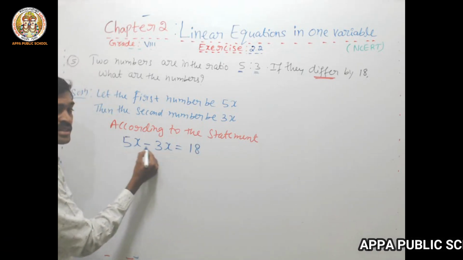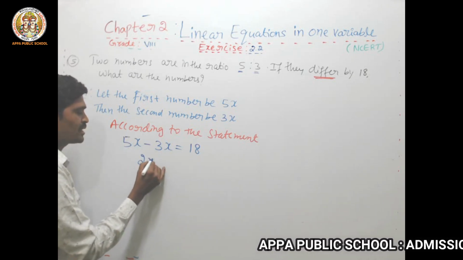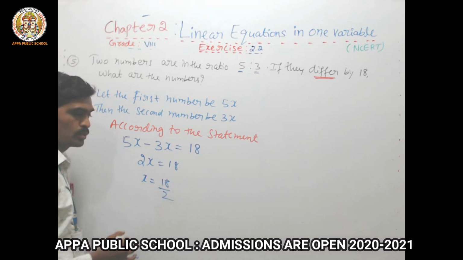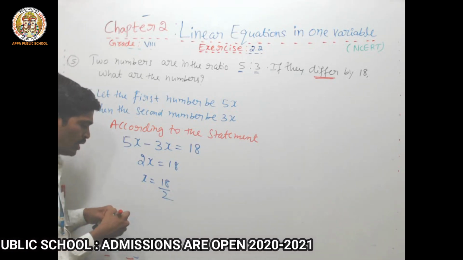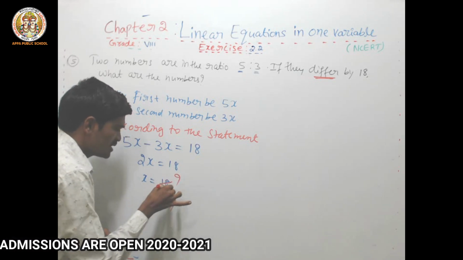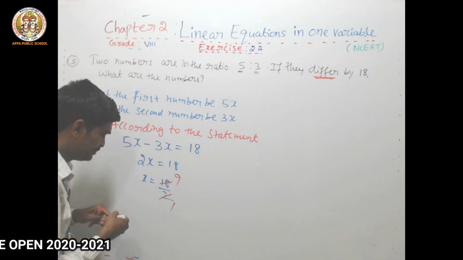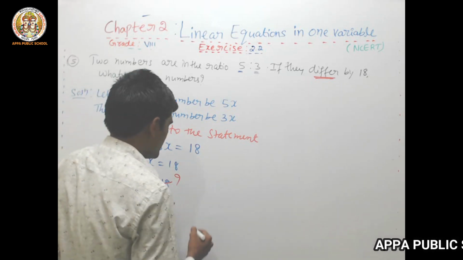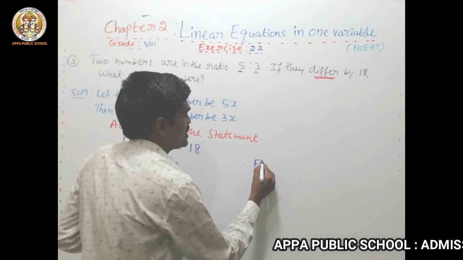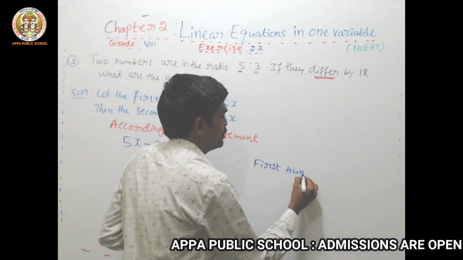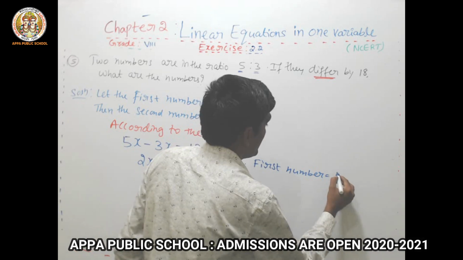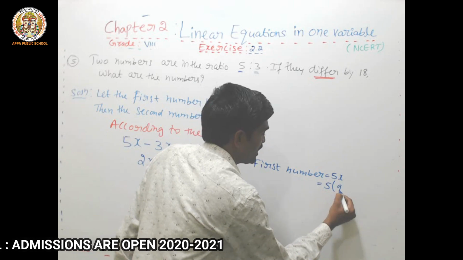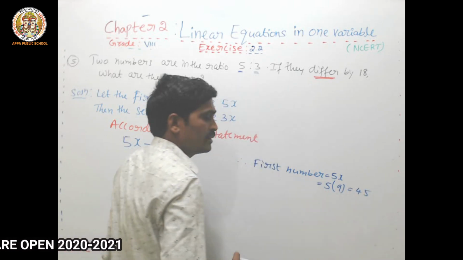Now both are like terms, 5x minus 3x, you will get 2x is equal to 18. x is equal to 18 divided by 2. 2 nines are 18. x is equal to 9. It is not the final answer. We have to write, therefore first number is equal to 5x, then substitute the value of x here, 9. 5 nines are 45. Understood?